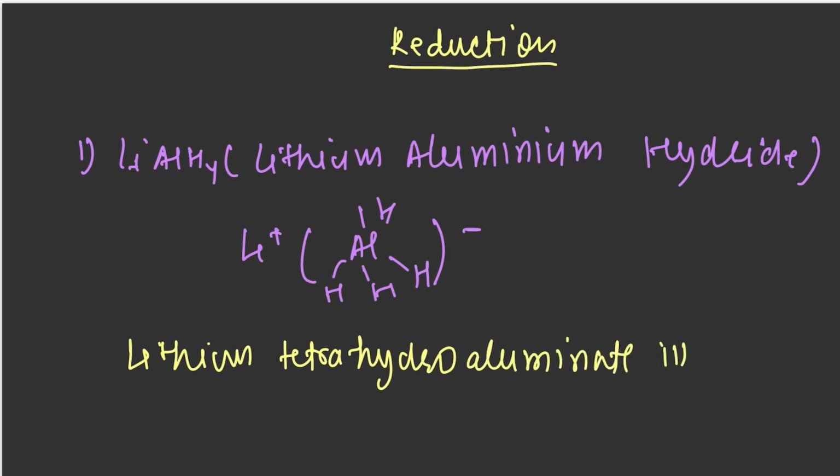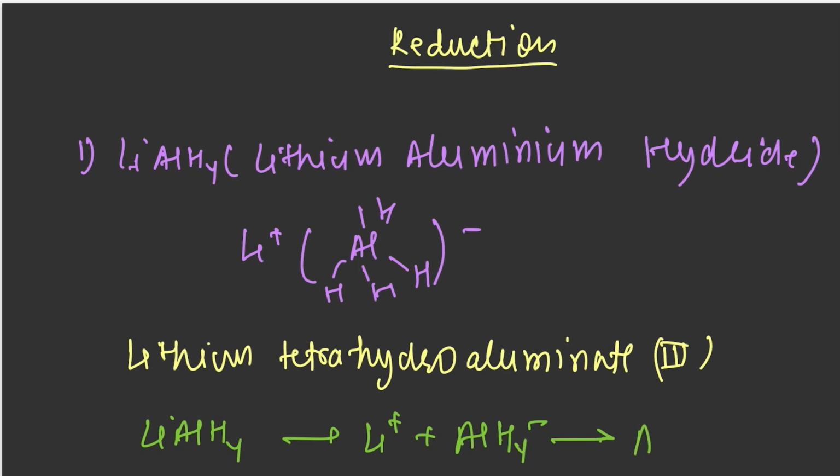So LiAlH4 goes like Li plus AlH4 minus, and AlH4 minus further breaks to AlH3 plus H minus. So it loses H minus. That's how it is a good reducing agent. And this H minus could act as a nucleophile also. So let's look at its reactions, how it acts as a nucleophile.